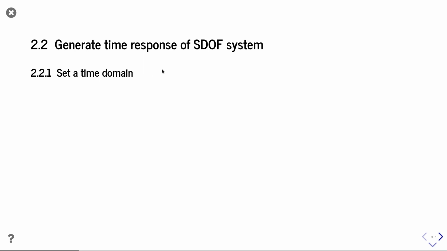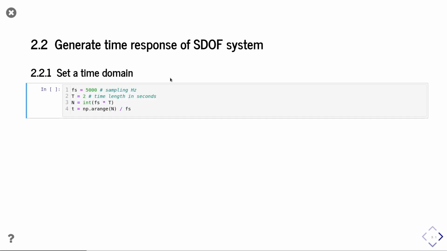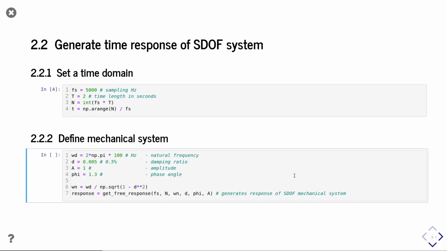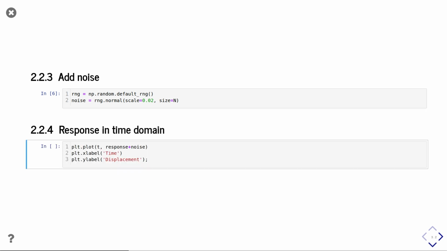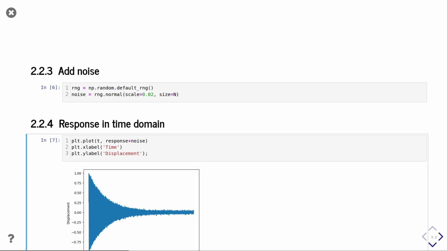Basic usage is demonstrated on the synthesized single degree of freedom system response. So first the response has to be created, which starts with definition of the time domain. Then a response of a single degree of freedom mechanical system is generated using these parameters. Some normally distributed noise is added too, and this is the resulting time series.